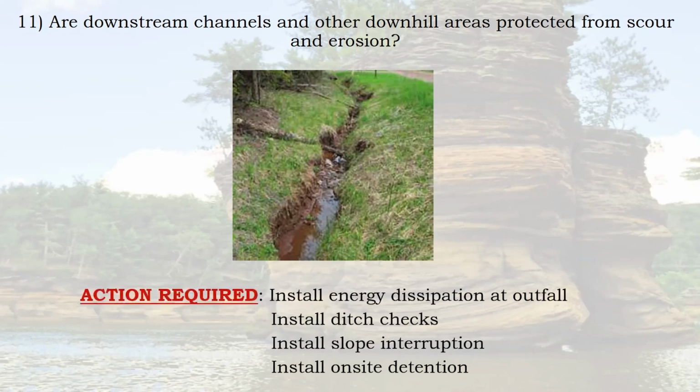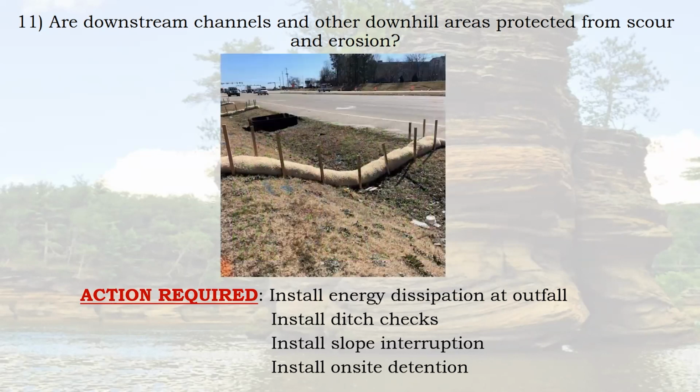And again, a common theme for a lot of these fixes, you either have to install energy dissipation or outfalls. Ditch checks are the most common items, slope interrupters or on-site detention ponds so that you don't have water running into that ditch. And this is what a ditch check looks like. Basically what a ditch check does is just gives the water an opportunity to slow down. So instead of picking up all that speed over a long distance, it hits this ditch check, slows down, filters through that hay, then it can continue on.